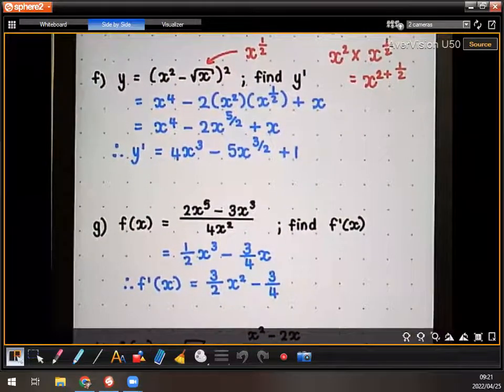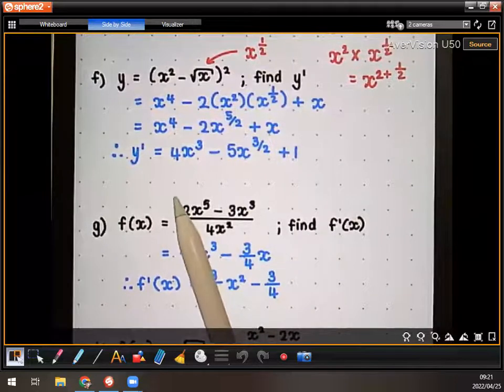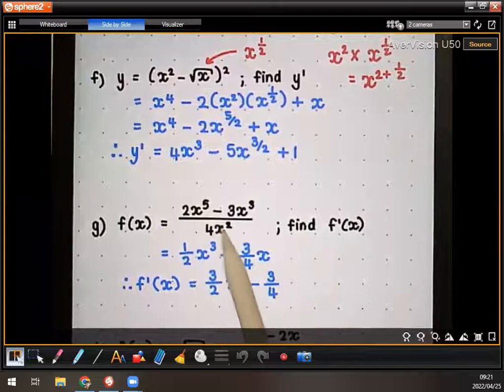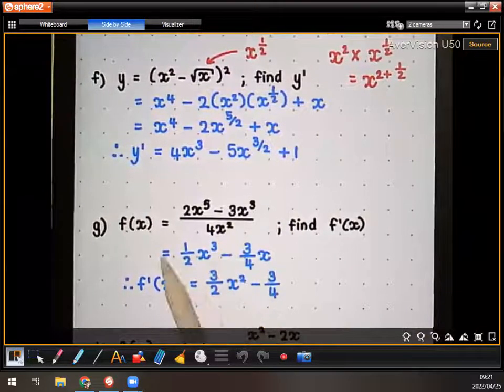Okay, almost done. There is G. So for G, you just split the fraction up. I didn't actually show that step, so you would have to do this over 4x squared: 2x to the 5 over 4x squared minus 3x to the 3 over 4x squared. That's how I got those two terms.